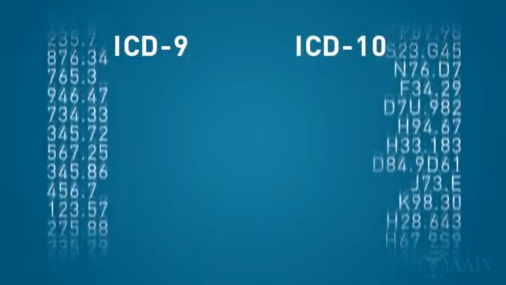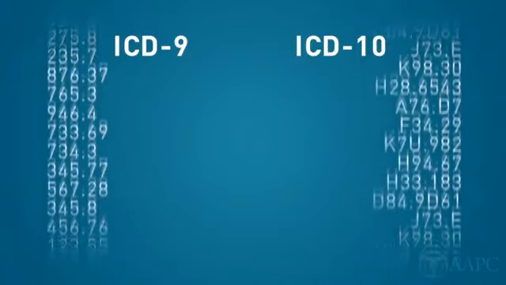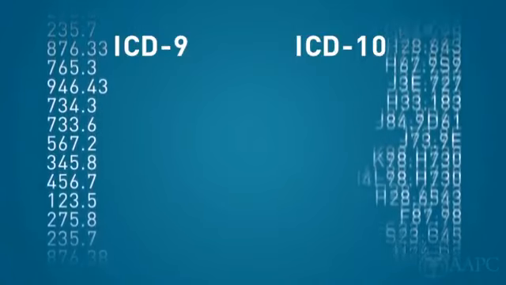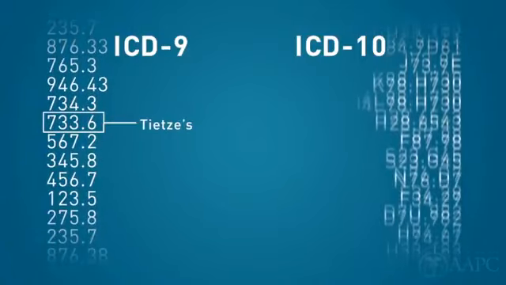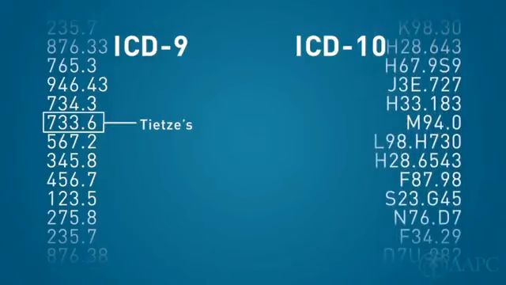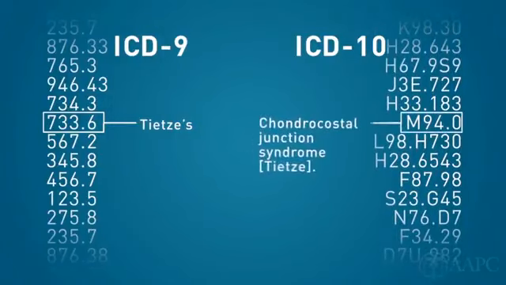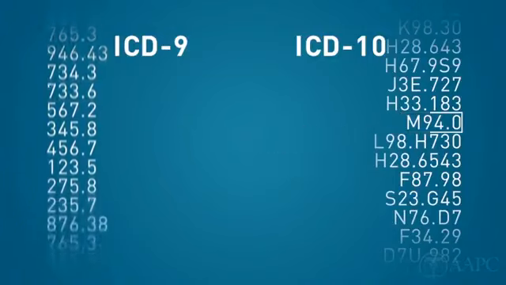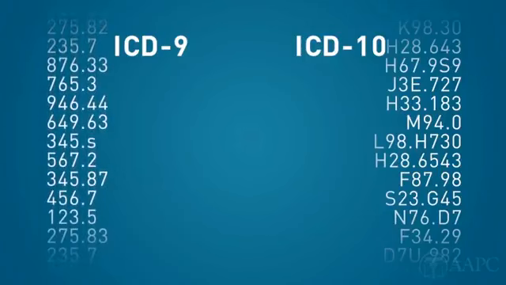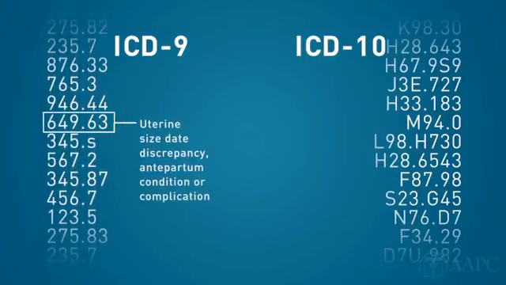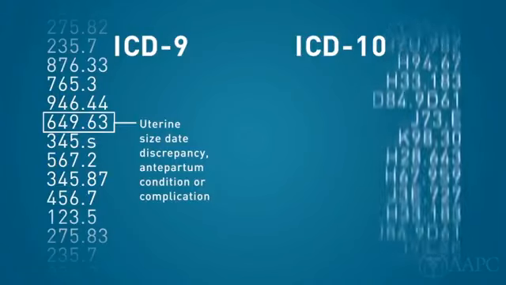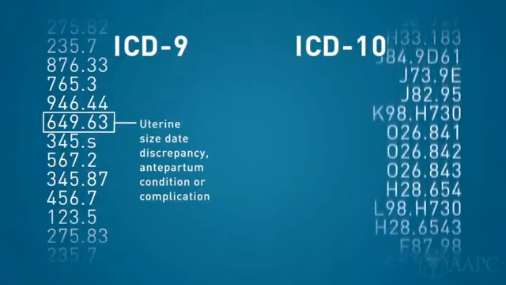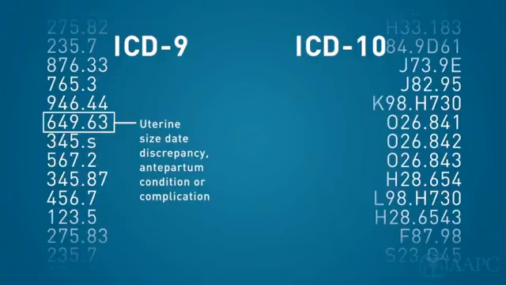Codes can be directly mapped from a single ICD-9-CM code to a single ICD-10-CM code. For example, the ICD-9-CM code 733.6, Tietze's disease, maps directly to the ICD-10-CM code M94.0, chondrocostal junction syndrome. Other codes require additional information to map for possible solutions. For example, the ICD-9-CM code 649.63, uterine size date discrepancy, antepartum condition or complication, requires information about weeks in pregnancy to map.